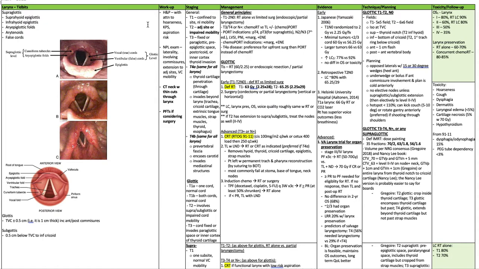Work up: H&P with attention to hoarseness, KPS, aspiration risk, nasopharyngolaryngoscopy, laterality, involvement of the commissures, extension to adjacent sites, vocal cord mobility, CT neck with thin cuts throughout the larynx, and PFTs if you're considering surgery.